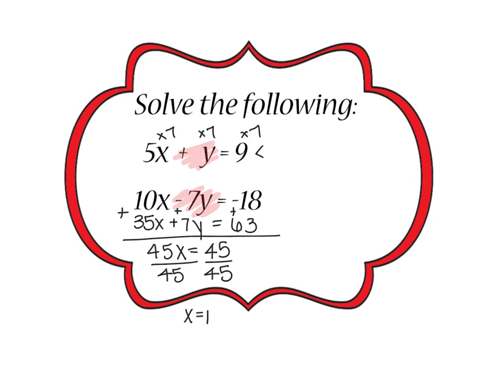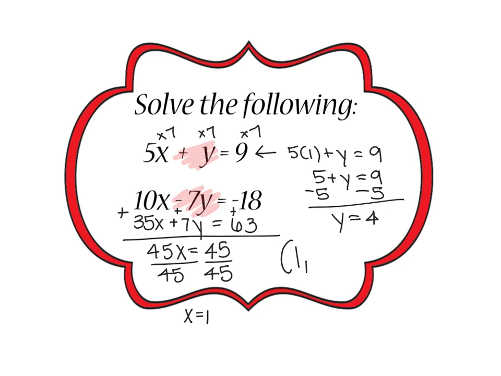When I plug that back in, I get 5 plus y equals 9. I subtract 5 from both sides, and y equals 4. So the solution is 1, 4.